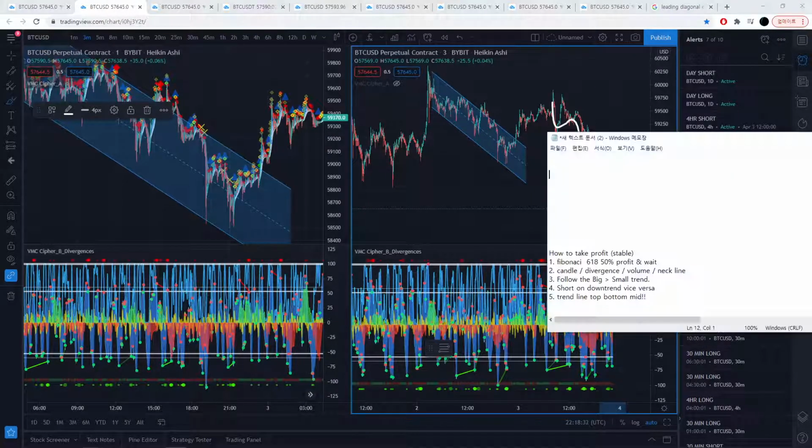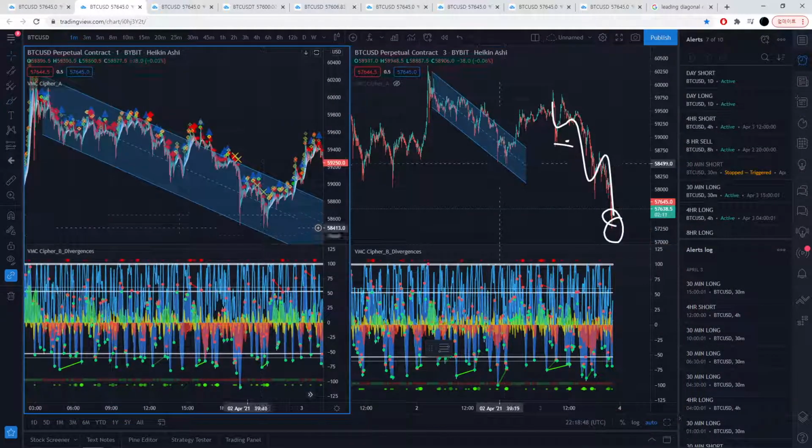Okay, so let's get into that. So first one, Fibonacci 618 area. I've repeatedly said this so many times in my previous video. This is so critical. This is the number one rule: you have to take 50% profit and wait. Okay, so what do I mean by that?